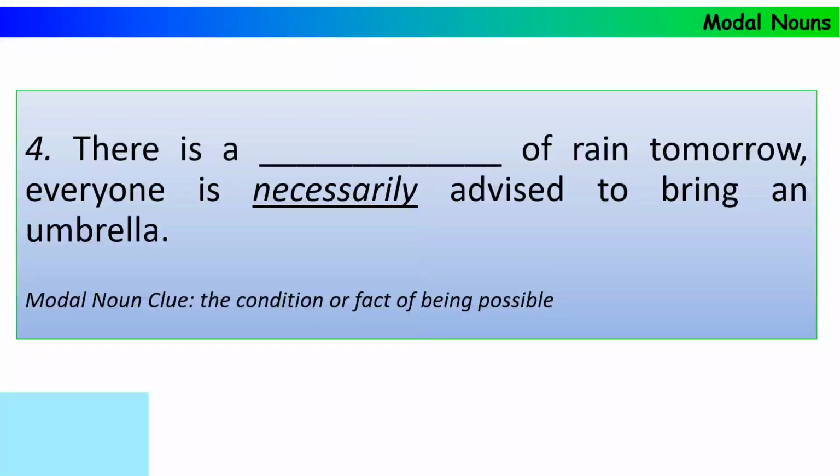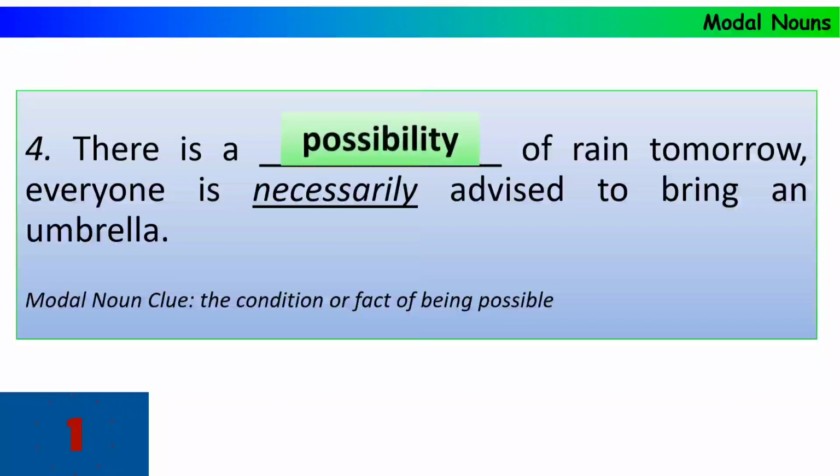There is a blank of rain tomorrow. Everyone is necessarily advised to bring an umbrella. Your modal noun clue, the condition or fact of being possible. Your timer starts now. Time is up, and the correct answer is possibility. There is a possibility of rain tomorrow. Everyone is necessarily advised to bring an umbrella.